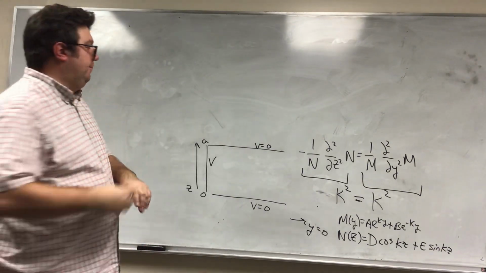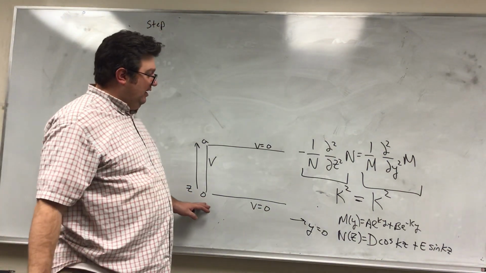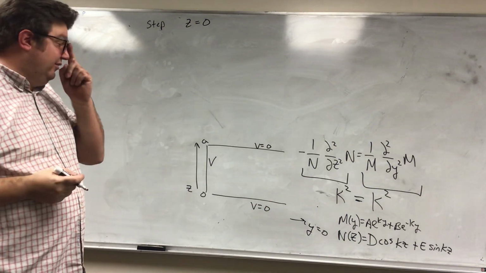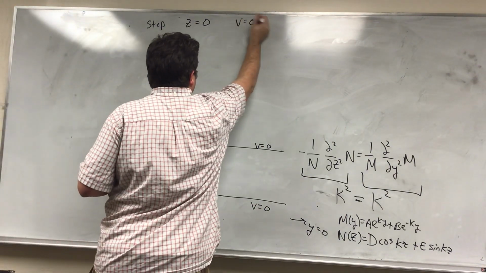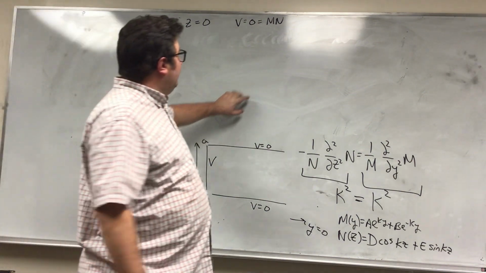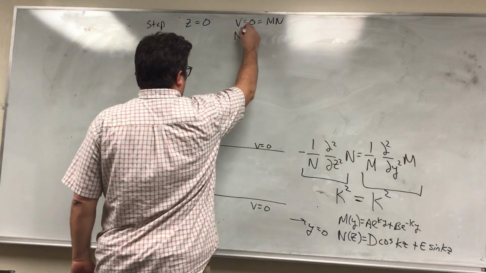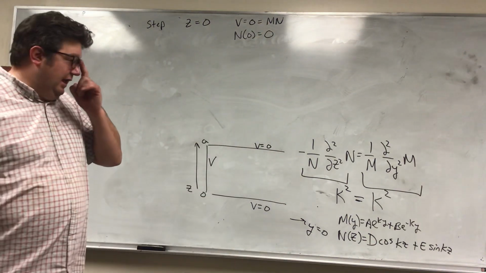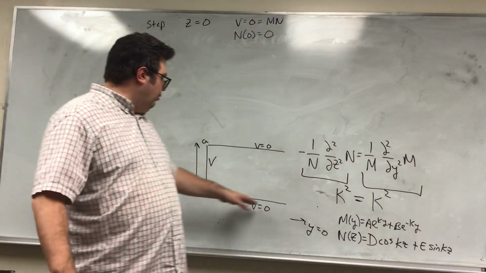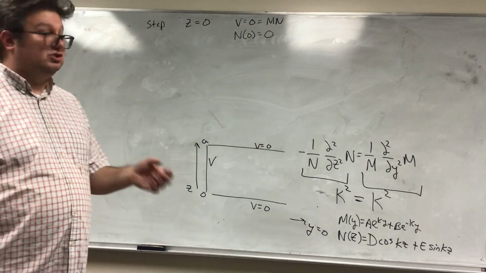Okay, step one. We are going to look at the following scenario. We're going to look for when z is equal to 0. Well, I know that v is going to equal 0, and I know that v is m times n, right? So one way that that could be equal to 0 for all values of z would be if the n term was equal to 0, right? So I know that n of 0 has to equal 0. Now, the m term could equal 0, but it would only equal 0 for one value of y, right? And we want it to be equal to 0 for all values of z, right?